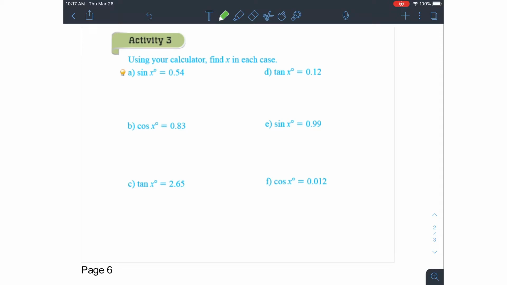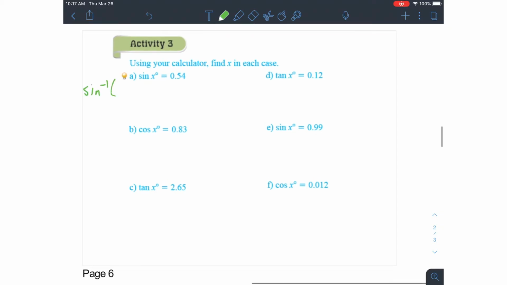So in order to solve these questions, we have to undo the same thing from both sides. So I'm going to demonstrate the first one, and then I will let you answer the other 5. So we have sine of x is going to be equal to 0.54. What we need to do is we have to do the arcsine of both sides. So that's going to look like this. We're going to have arcsine of sine of x is going to be equal to arcsine of 0.54.